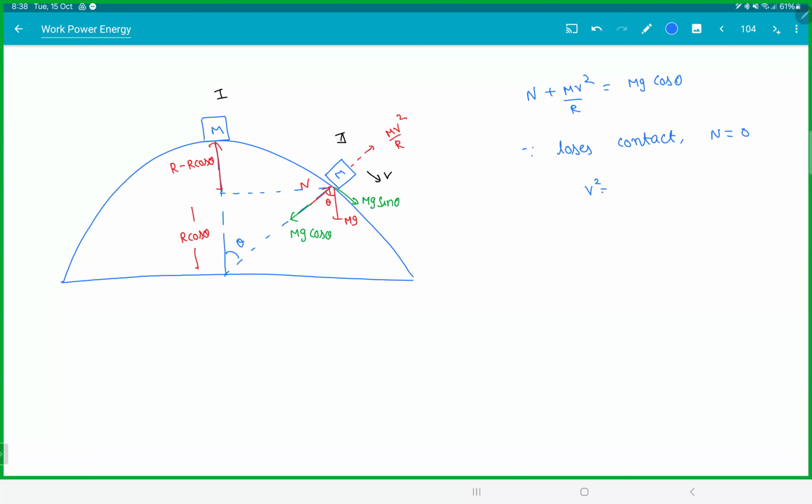So we get v square is equal to rg cos theta. This is the speed when it loses contact. Next thing, energy. If you look at state 1 and state 2, loss in potential energy is gain in kinetic energy. It has fallen a height of r into 1 minus cos theta, so mg r into 1 minus cos theta must be the gain in kinetic energy, half m v square, which is rg cos theta.